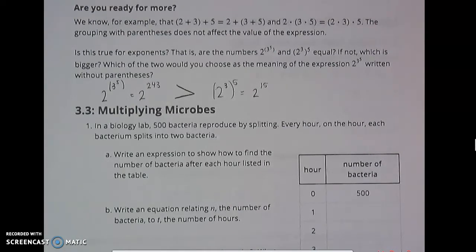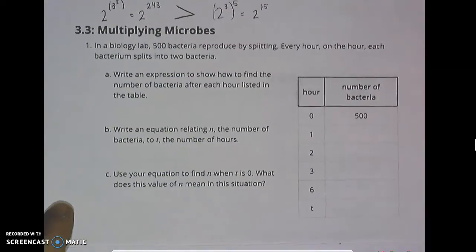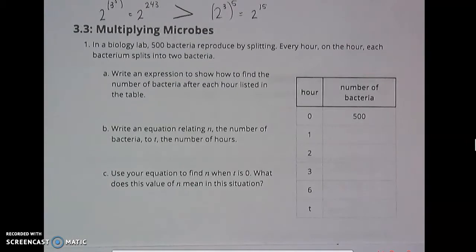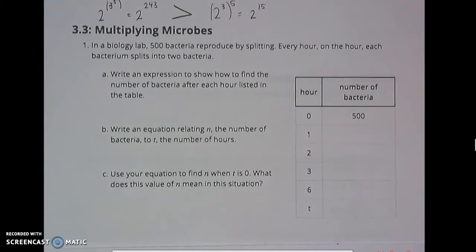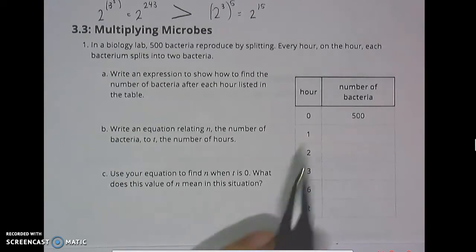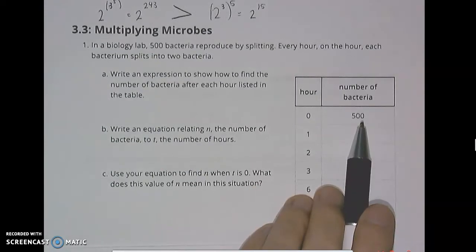We're in a biology lab, and there are 500 bacteria that reproduce by splitting every hour on the hour. Each bacteria splits into 2 bacteria. So we're starting with 500. It says to write an expression to show how to find the number of bacteria after each hour listed in the table. So at hour 0, at our starting time, we have 500 bacteria.